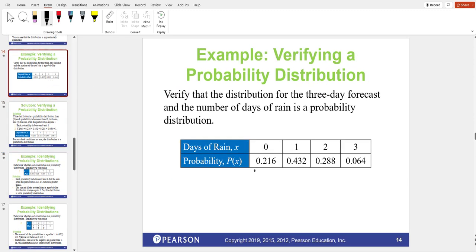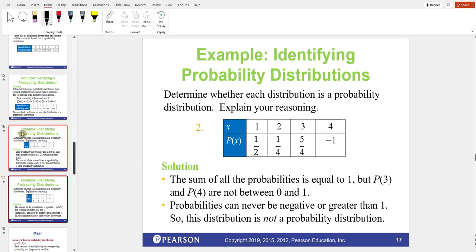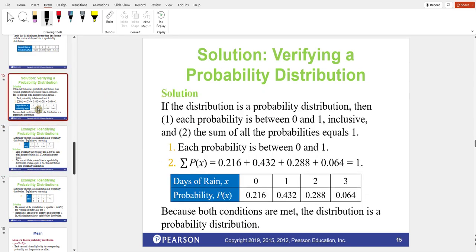Alright, so let's look at some other probability distributions, and we're going to decide whether or not they're legit. In this one, this is the number of days of rain: 0 days, 1 day, 2 days, 3 days, and the corresponding probabilities. As you can tell, each one of these probabilities falls in between 0 and 1: 0.216, 0.432, 0.288, and 0.064. So that's good. And when we add these up, we get 1. So this is a legit probability distribution.